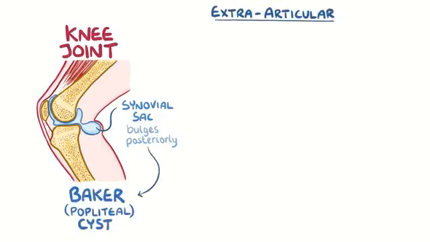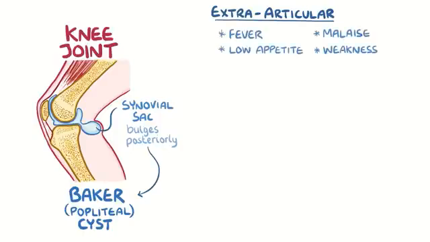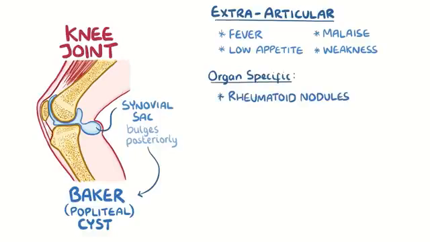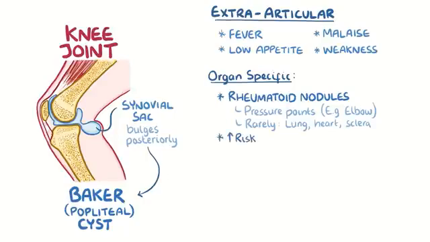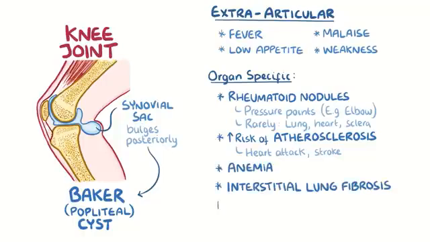Extra-articular manifestations include non-specific symptoms of inflammation, such as fever, low appetite, malaise, or muscle weakness. Organ-specific manifestations include rheumatoid nodules, or firm bumps of tissue, and these are most commonly found in the skin around pressure points, such as the elbows. More rarely, they can be found in the lungs, the heart, or the sclera of the eye. There's also an increased risk of atherosclerosis and therefore heart attack or stroke. There's also anemia, interstitial lung fibrosis, and pleural effusions, which can present as progressive shortness of breath.